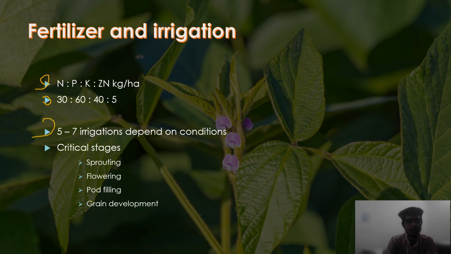5 to 7 irrigations are sufficient, and it depends on the condition and the sowing times. For example, there are two sowing times of this crop: autumn and spring. In autumn, 7 to 8 irrigations, and in spring, it also depends upon the rain and some other factors. The critical stages are sprouting, flowering, pod filling, and grain development stage. In these stages, it is necessary to irrigate our field.